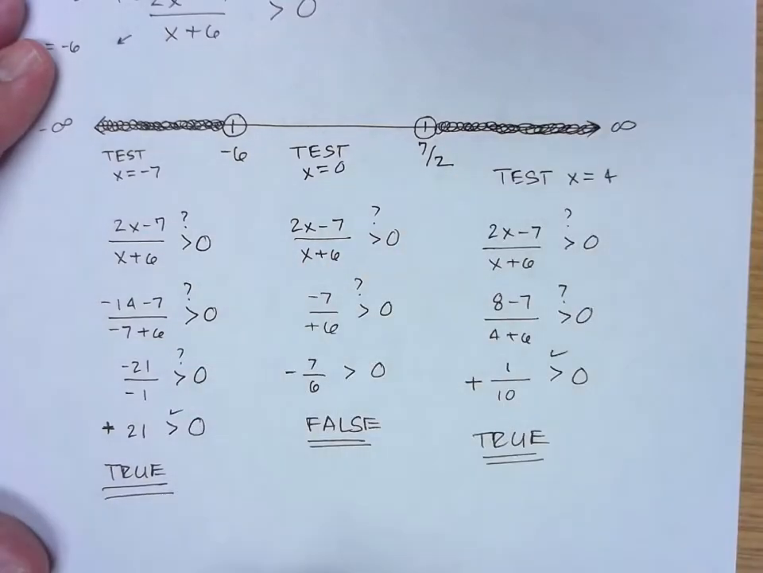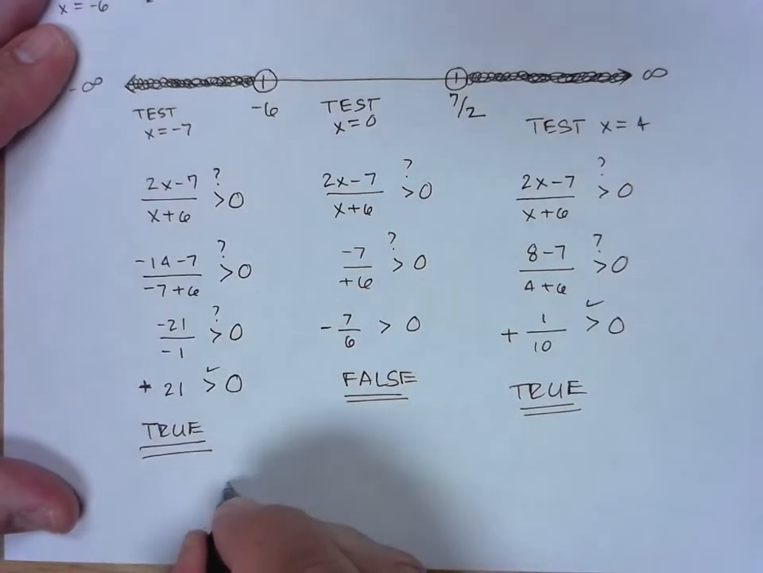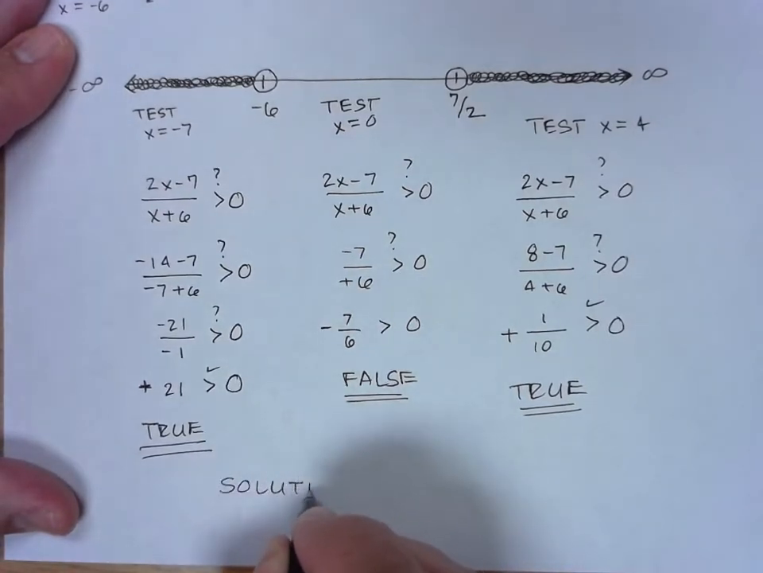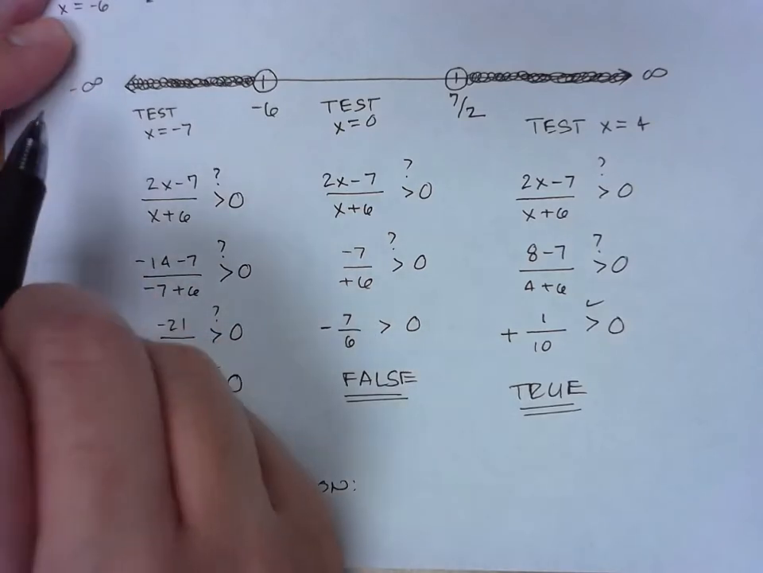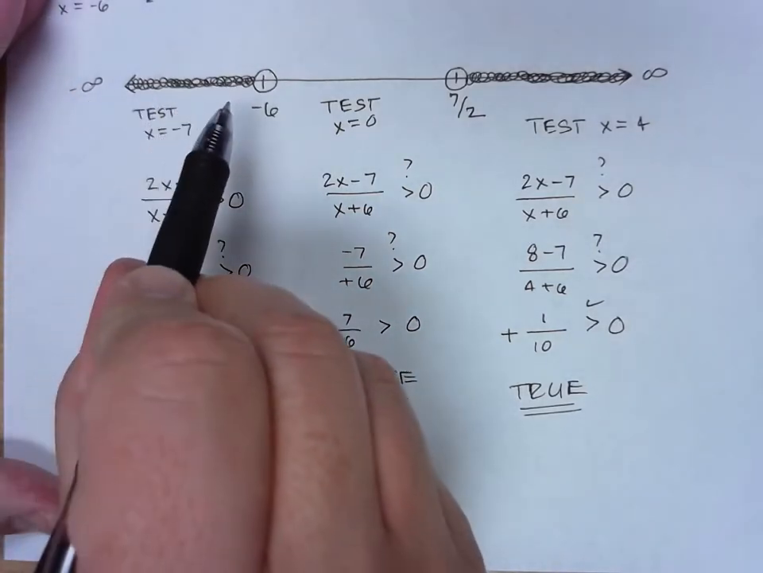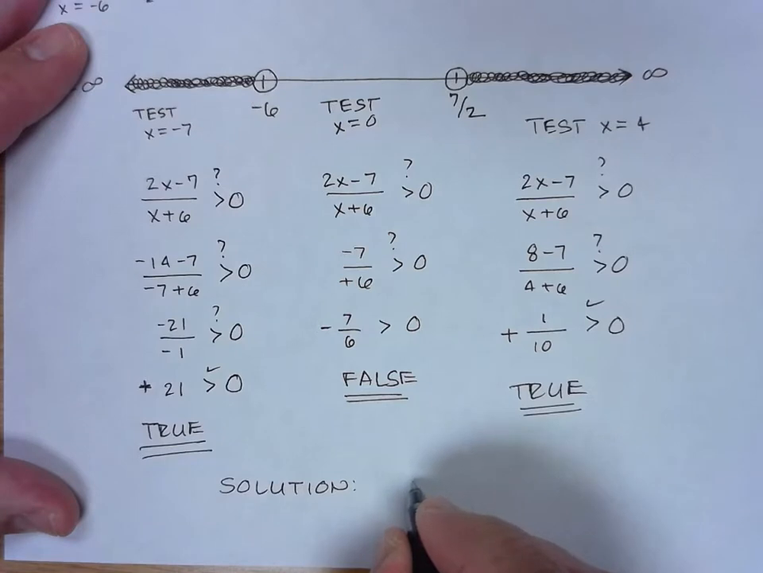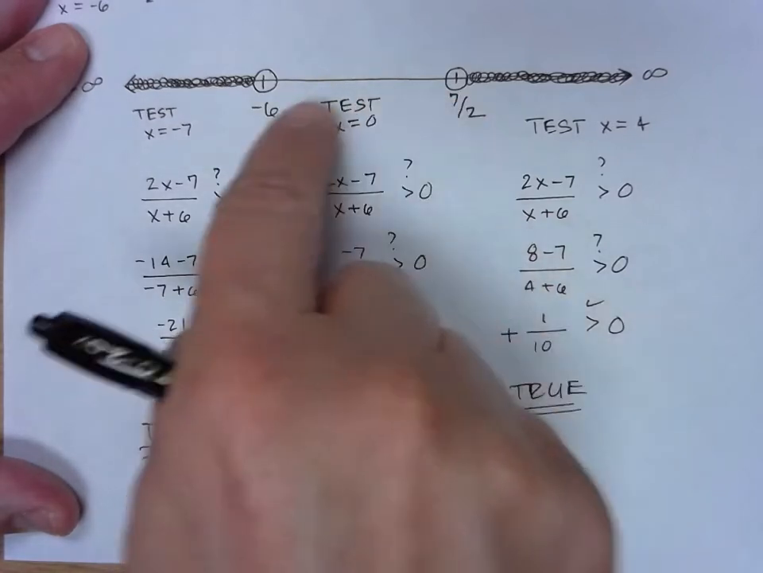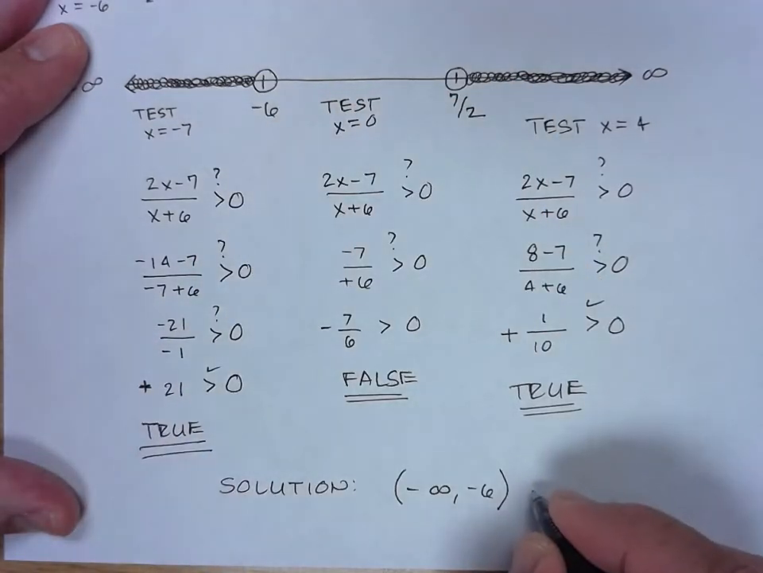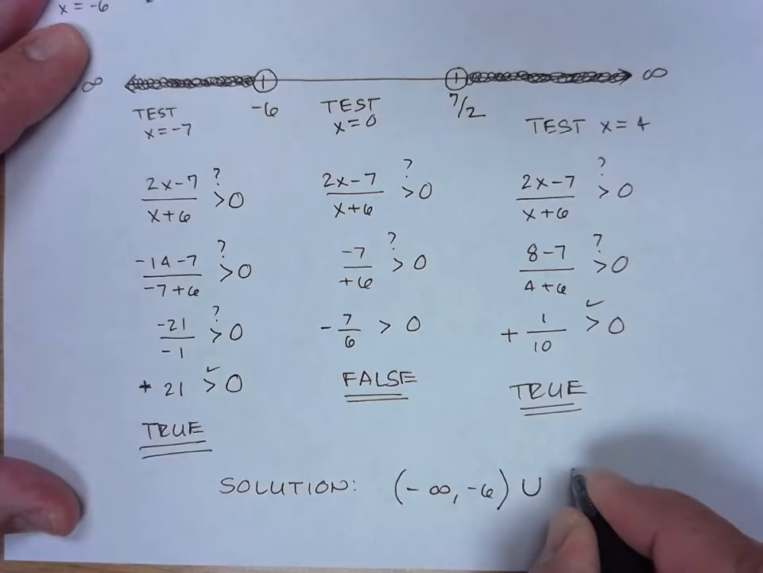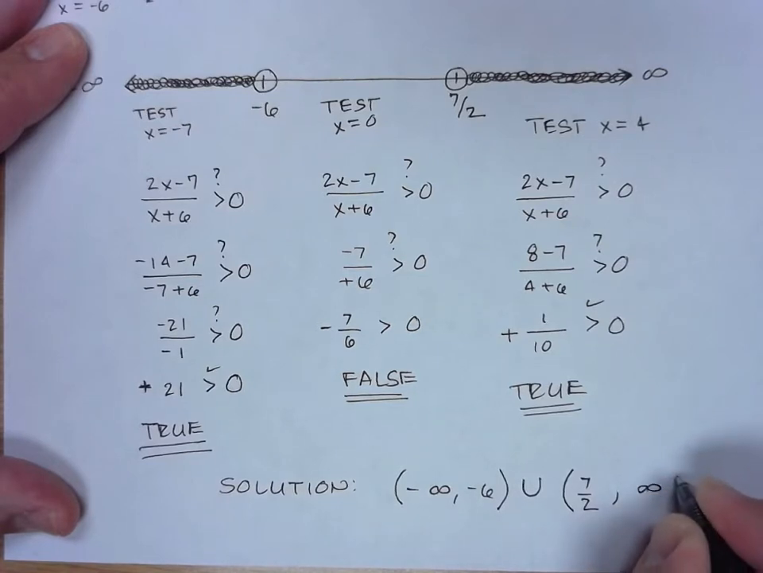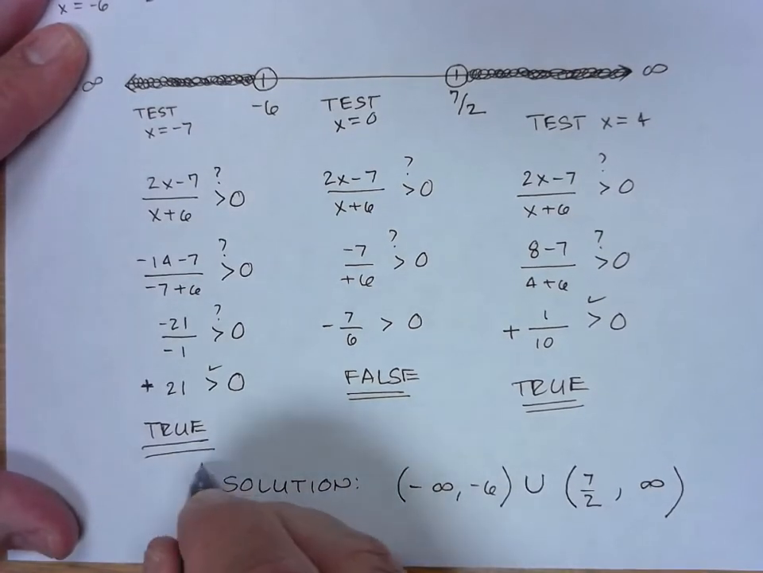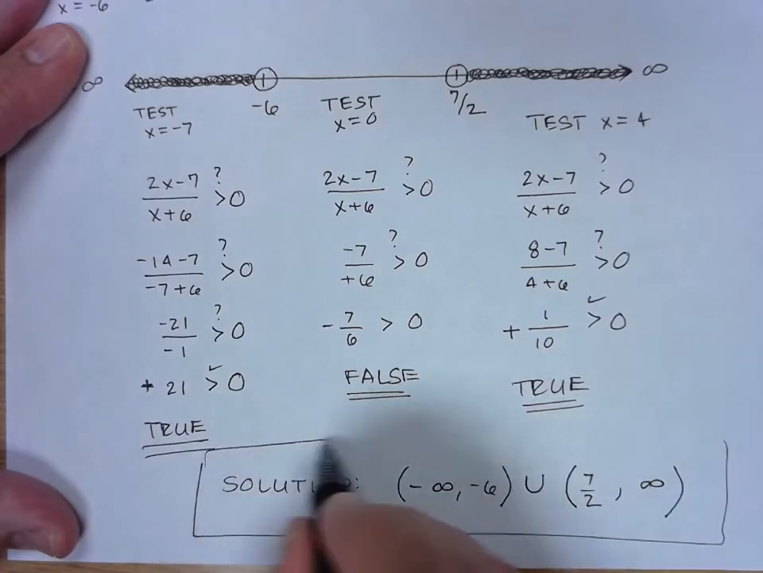So I've tested all my intervals. That means my final solution in interval notation will be this interval that goes from -infinity up to and not including -6. So that'll be parentheses -infinity, comma, -6 parentheses. Then I'm gluing it together with this other interval, so I'll use the union symbol and then start with parentheses at 7/2, comma, to positive infinity, and that represents the solution to this particular nonlinear inequality.